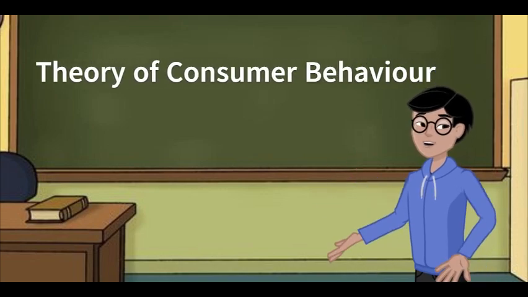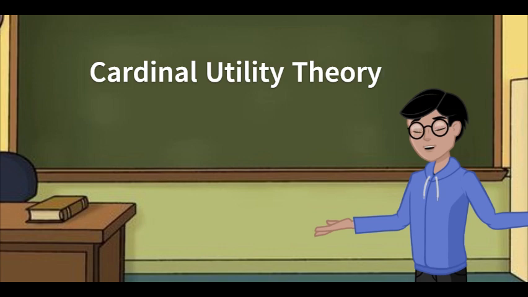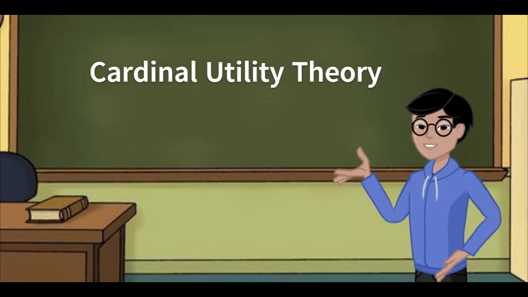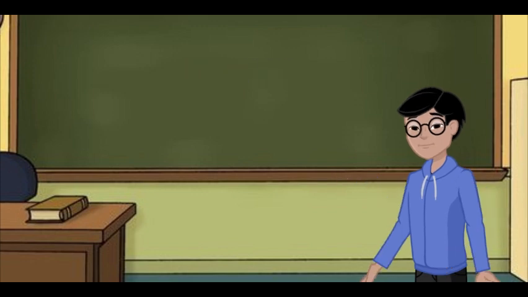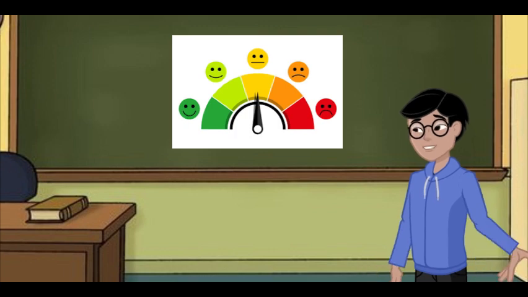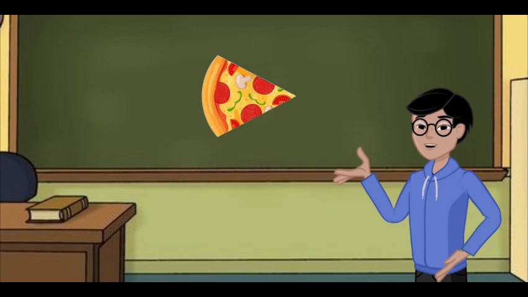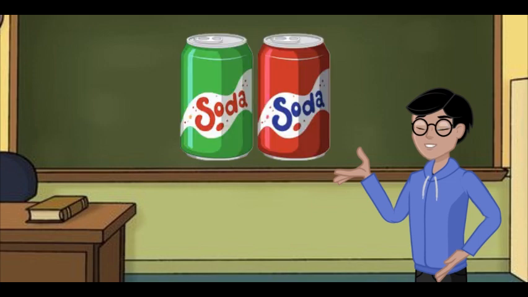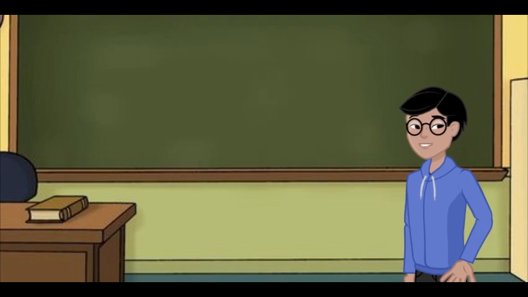Let's begin with the Cardinal Utility Theory. This theory assumes that a consumer can assign a numerical value or utility to the satisfaction they derive from consuming goods and services. Think of utility as a happiness meter. For example, if eating a slice of pizza gives you 50 units of utility and drinking a soda gives you 30, we can compare the satisfaction quantitatively.